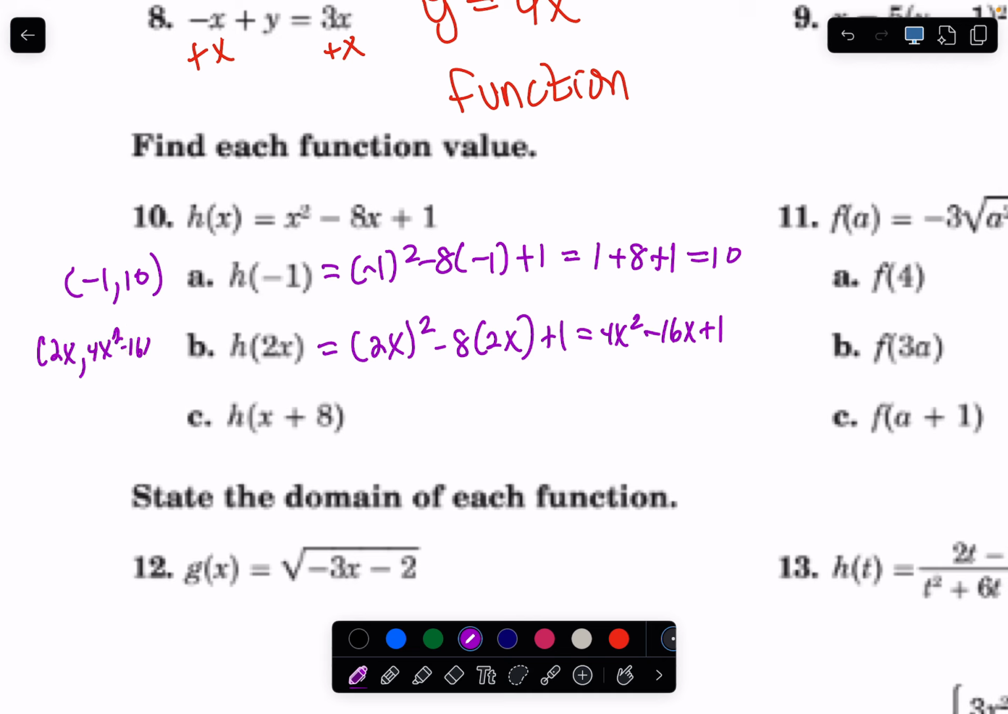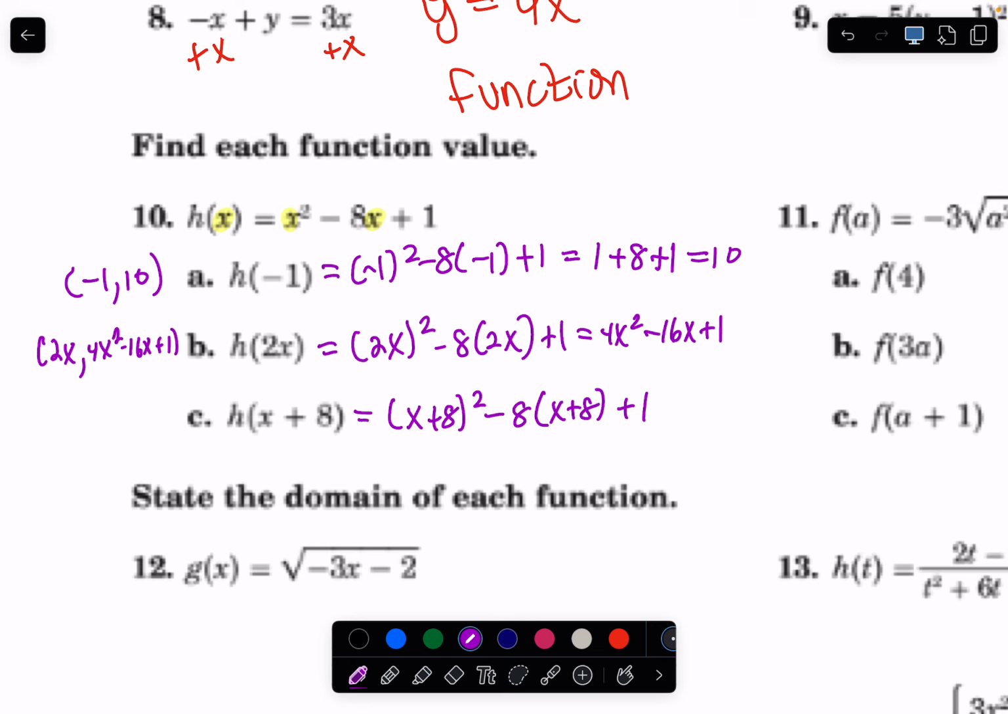Now, when we do x plus 8, you definitely want parentheses where the original x is sitting. So where our x is sitting, we definitely need a bigger parenthesis to stick that x plus 8 in. So it's going to be (x plus 8) squared minus 8 times (x plus 8) plus 1. Now, most people do that portion correct. So I expect that you'll do that piece correct. But the problem is that that's the most common missed piece, this piece right here.